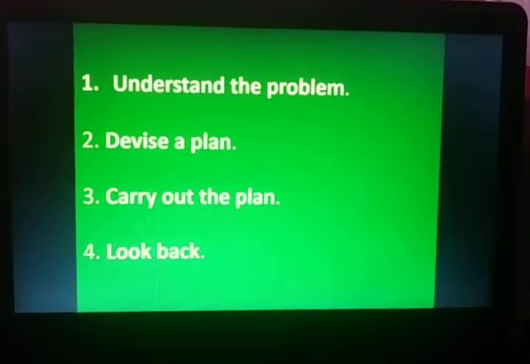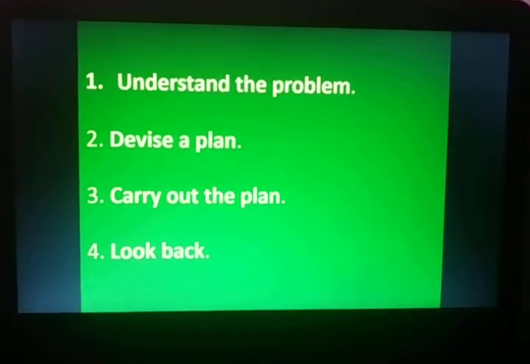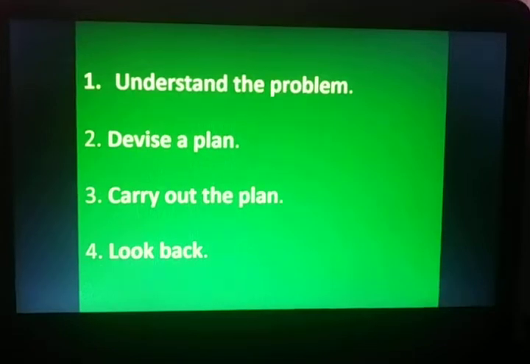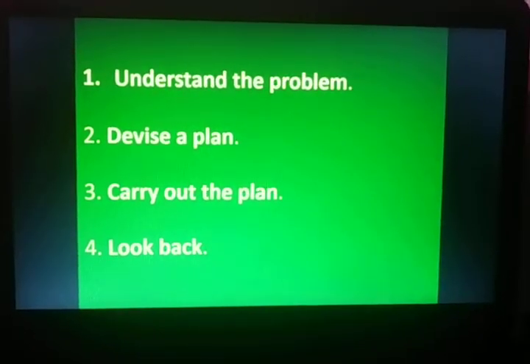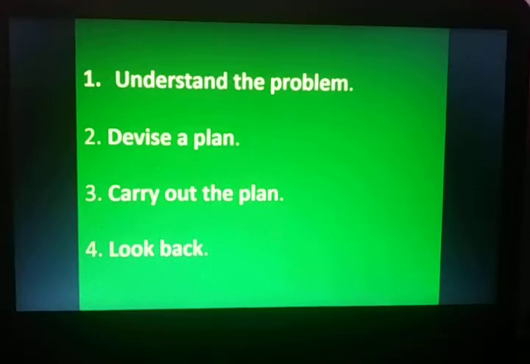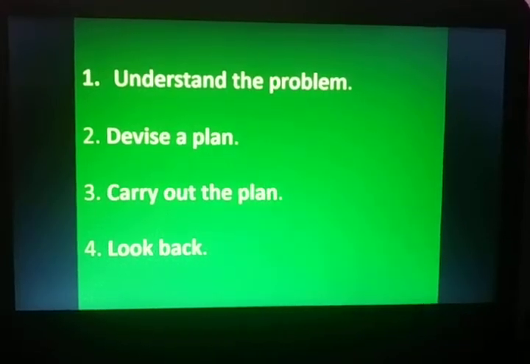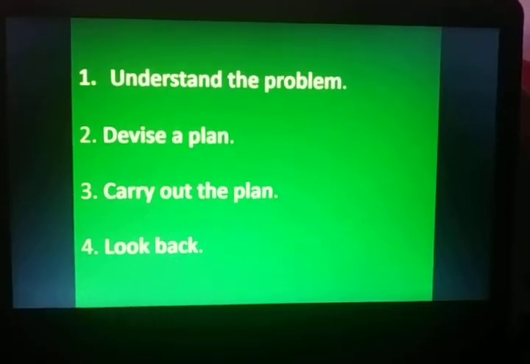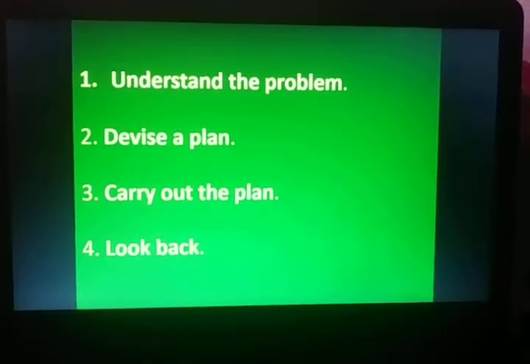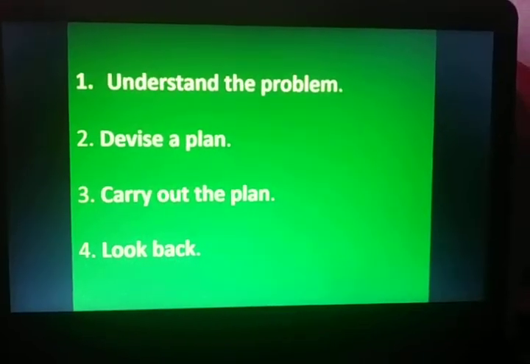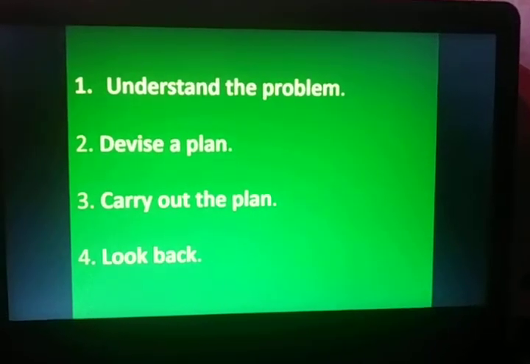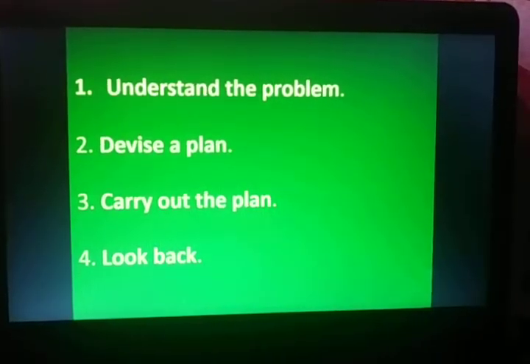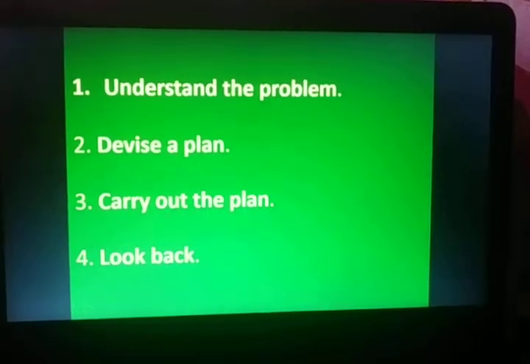Number 1, understanding the problem. That's why we read a problem many times until we understand it. Then we will devise a plan. We will make our linear function or mathematical sentence. Then let's carry out the plan. We will substitute the given values to our equation or function, and then look back, or we will check if our answer is correct. Again: understand the problem, devise a plan, carry out the plan, and look back or apply.